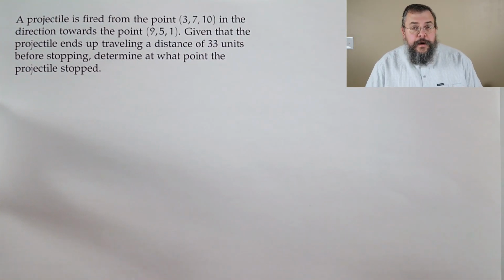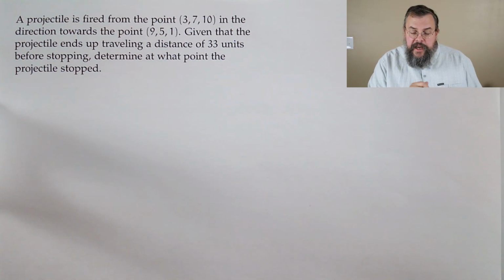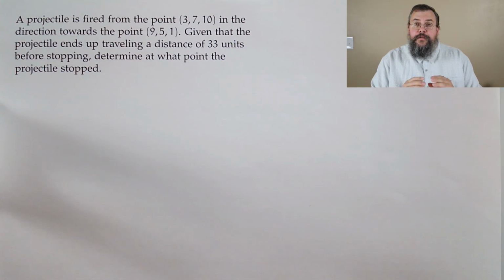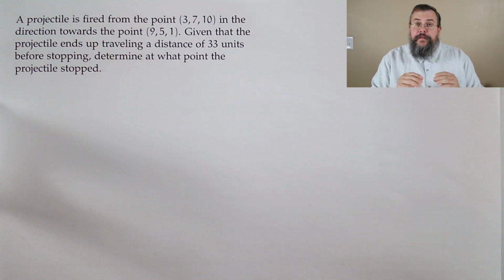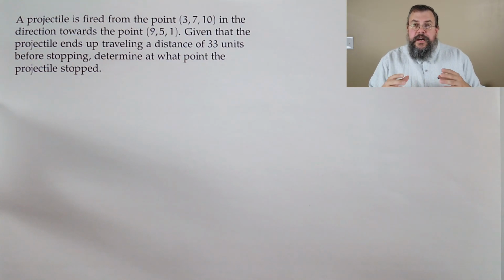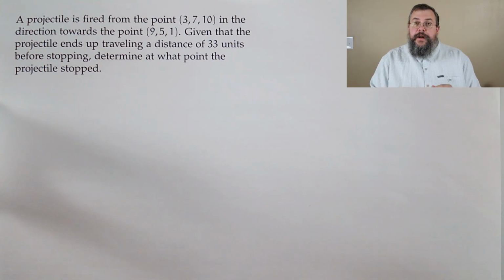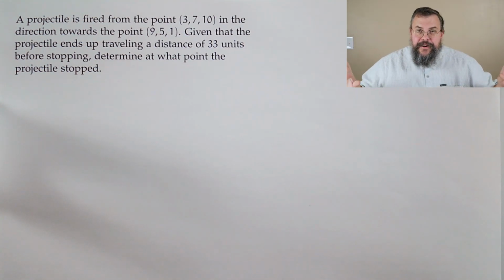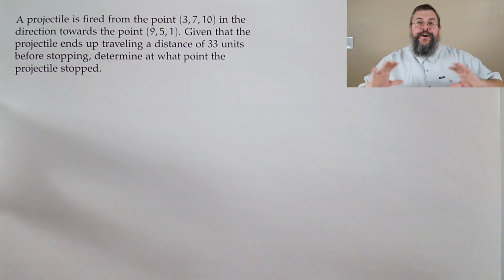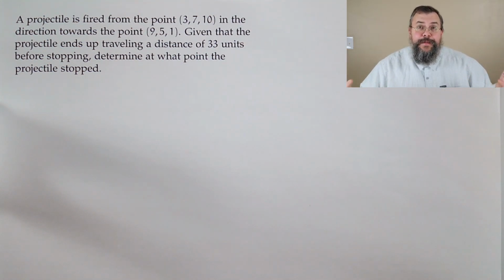So, a projectile is fired from the point 3, 7, 10 in the direction towards the point 9, 5, 1. Now, given that the projectile ends up traveling a distance of 33 units before stopping, determine at what point the projectile stopped. Now, we're not going to have anything like gravity. This is math. No gravity, everything travels in a nice straight line, and everybody's happy.